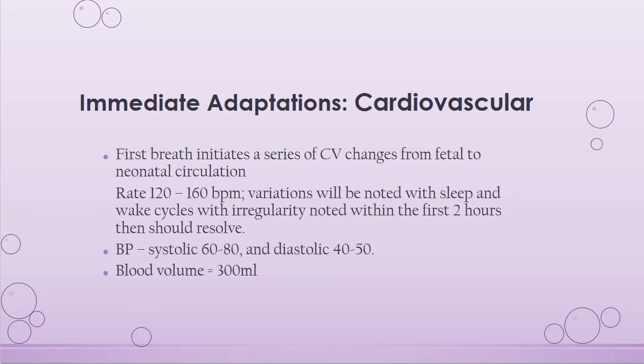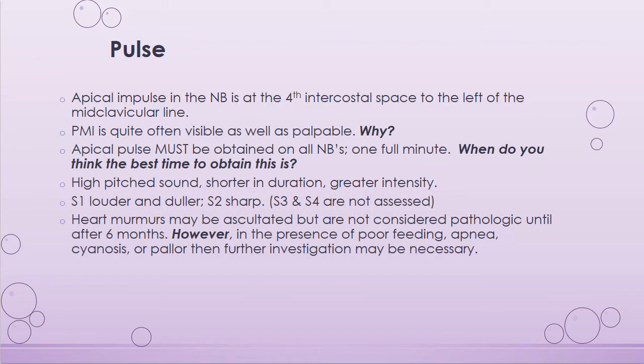They're also going to have some irregularities within the first 2 hours, and it is also affected by their sleep and wake cycles. Systolic blood pressure is usually between 60 to 80, diastolic 40 to 50. Their blood volume is about 300 mils.